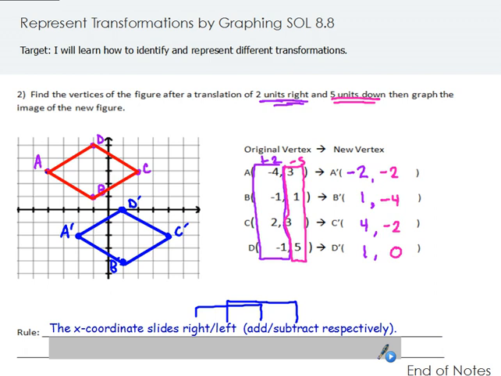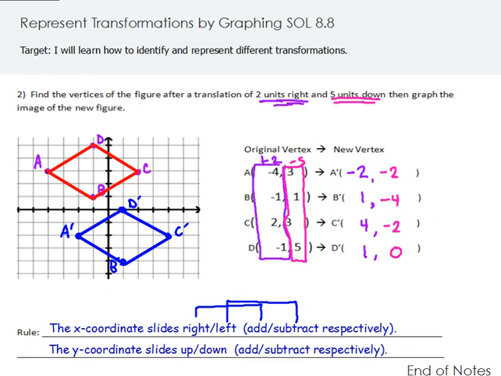And then you'll do the same thing with the y coordinate. The y coordinate will slide up and down only. So if it says up, that means you're going to add to the coordinates. If it says down, you're going to subtract from the coordinates. And those are the notes that should be done for today, and we are going to practice in class next time we meet again.